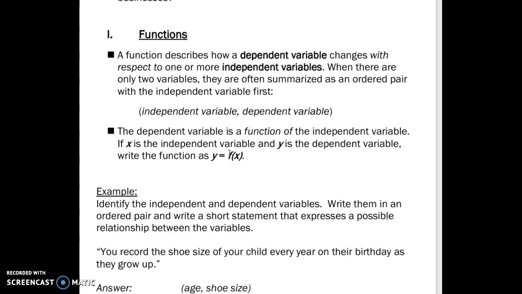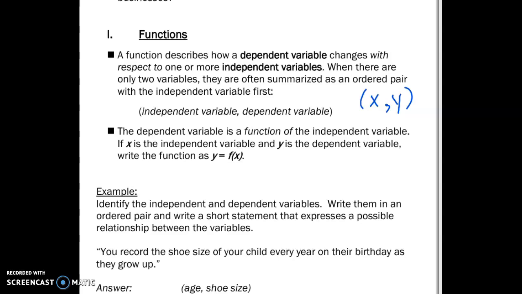So it says when there are two variables, they're often summarized as an ordered pair with the independent variable first. So an ordered pair has the parentheses, and then you'll see the first coordinate, comma, the second coordinate. So the independent and then the dependent. Typically, we call x the independent and y the dependent.